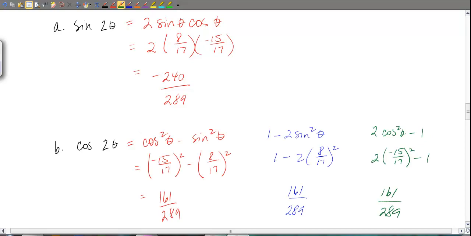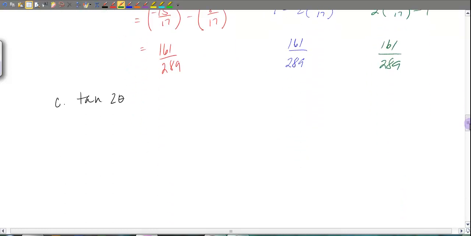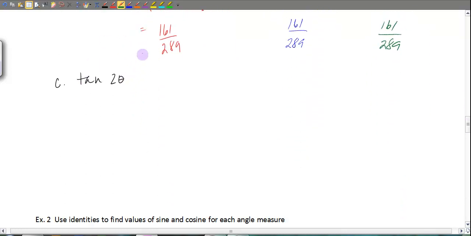Okay, so I worked this using all 3 variations of the double angle for cosine. You can see it doesn't matter which form I used, you should come up with an answer of 161 over 289. So, last but not least, let's look at this one, the tangent of 2 theta.